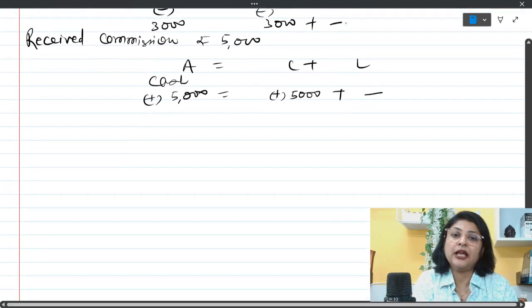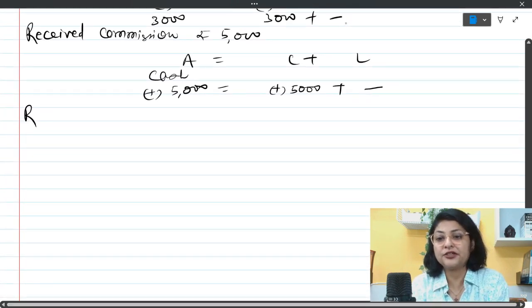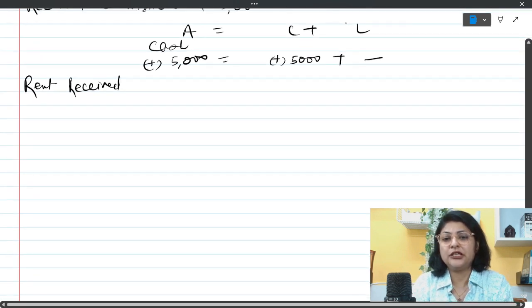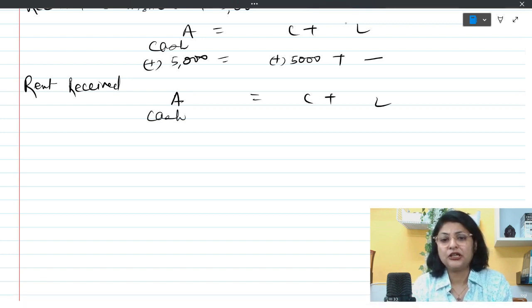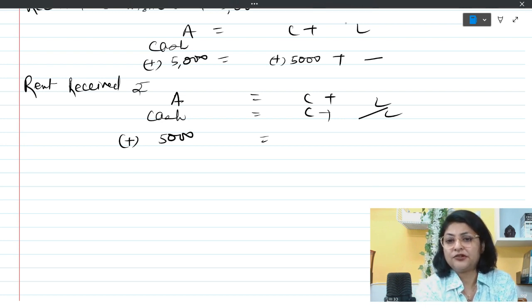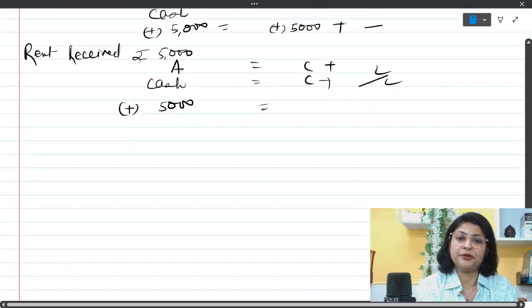Let's say we have earned rent. Rent received. Rent is also an income. What is rent received? Rent received is again it will come in cash, and under capital and liability, cash will be added 5,000 rupees, and similarly rent received, I have not written the amount, let's say 5,000. So it will be added to capital also.